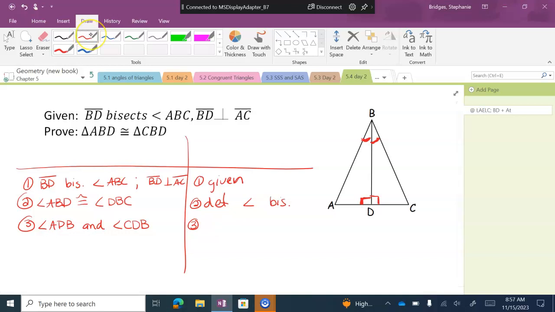And how did I know those were right angles? Because it told me that the lines were perpendicular. So the reason is going to be the definition of perpendicular. Oh, I didn't finish my statement. Yes.